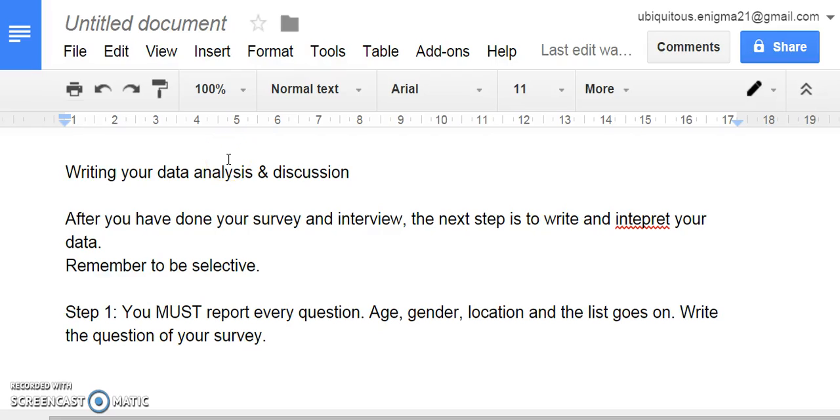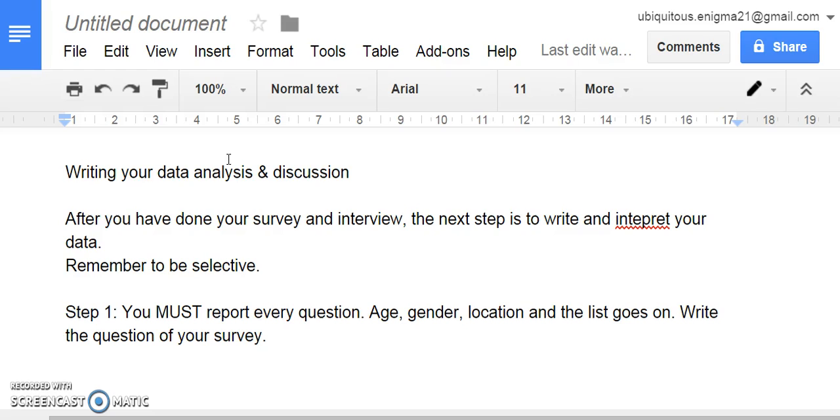Hi guys, so right now I'm going to teach you how to write your chapter 4, which is your data analysis and your discussion. Now basically this section of the paper will come after your methodology and literature review section. So please make sure that you complete those two sections first, and of course you have completed your survey and your interview before proceeding with your data analysis and discussion.